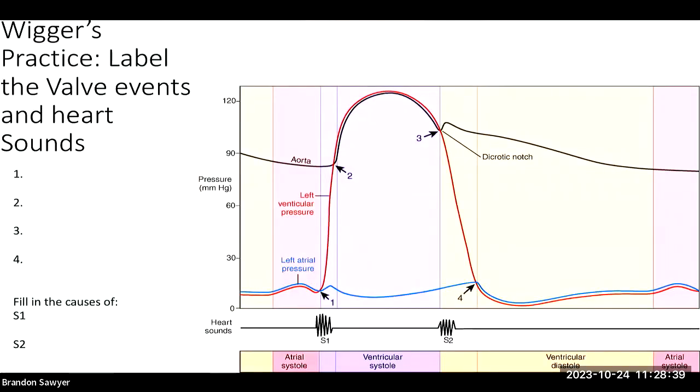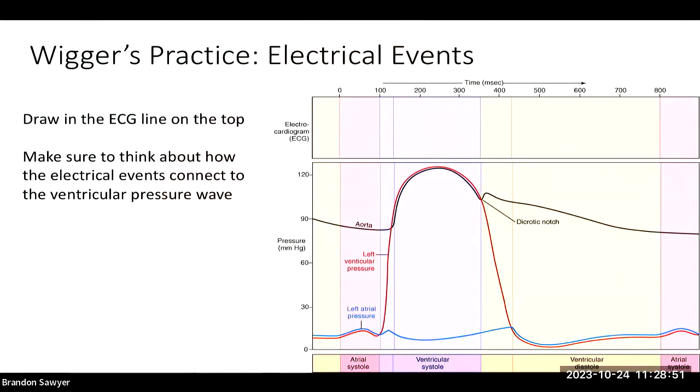Okay. This is another practice one. You're just labeling those valve events like we already have. Okay. And then the causes of the heart sounds. So all just good things to study with. And then here you're drawing in the EKG strip, putting it where it should go, right? So again, just things to help you study.